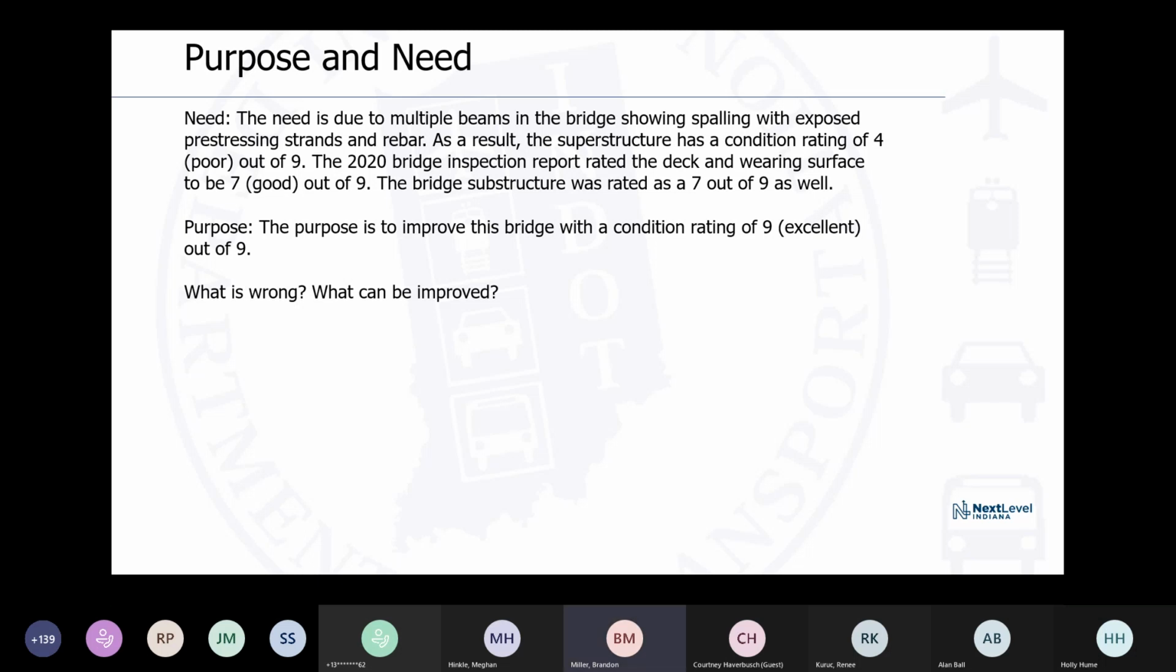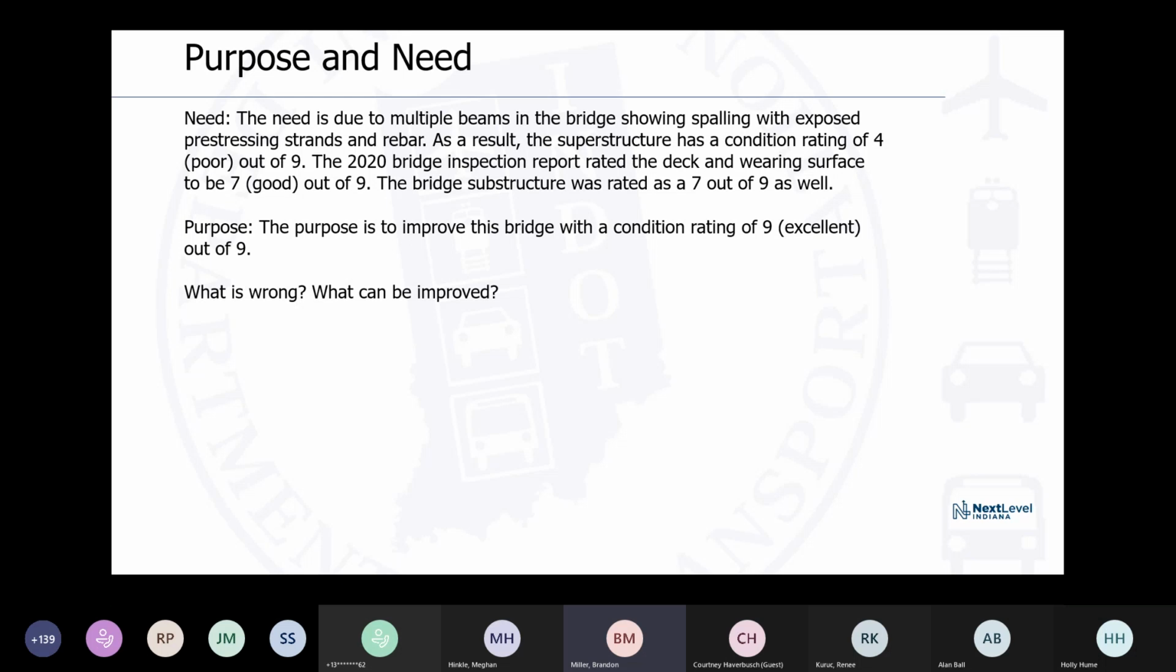And so you want to make certain that you allow for rehab or replacement to happen. And improve is a good point, Dave, because of improving this bridge. So one way that you can improve it is to say that the purpose is to have a bridge structure with a condition rating of at least 7, which is good out of 9.